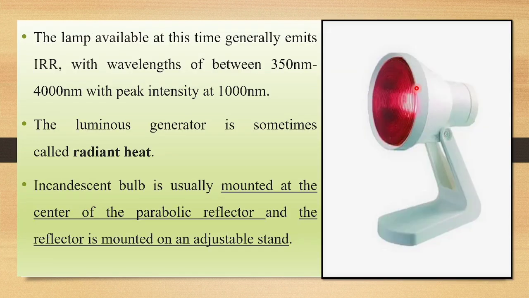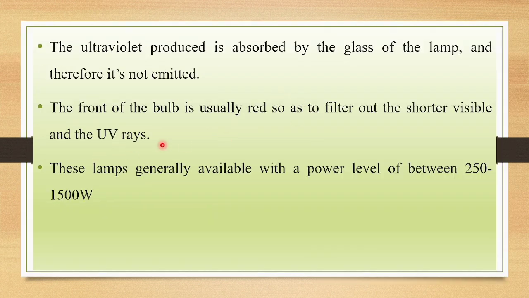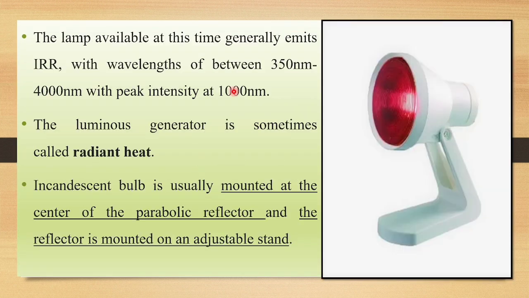So this is the red. The front of the bulb is colored red in order to emit the infrared radiations only, rather than emitting the ultraviolet and visible rays. The lamps available at this time generally emit IRR with wavelengths of between 350 and 4000 nanometer, with peak intensity at 1000 nanometer. The luminous generator is sometimes called radiant heat.